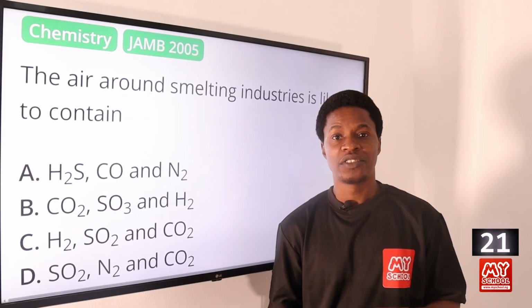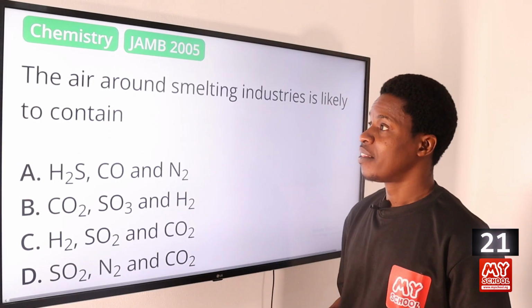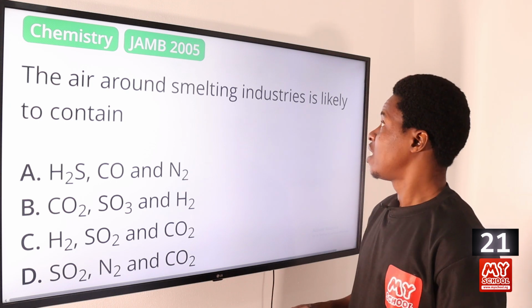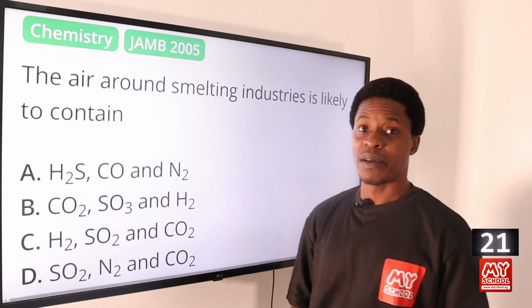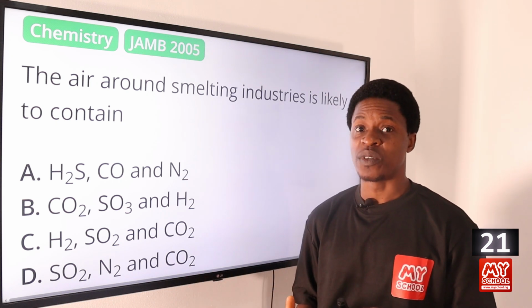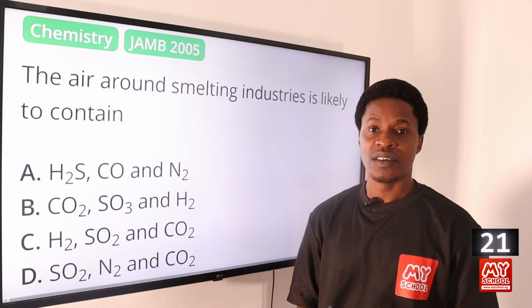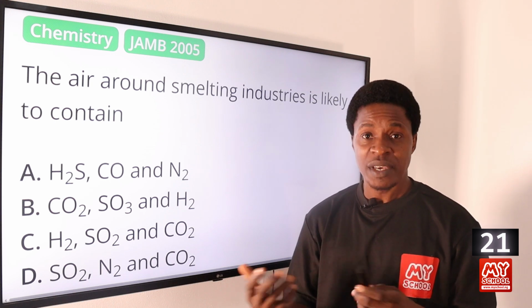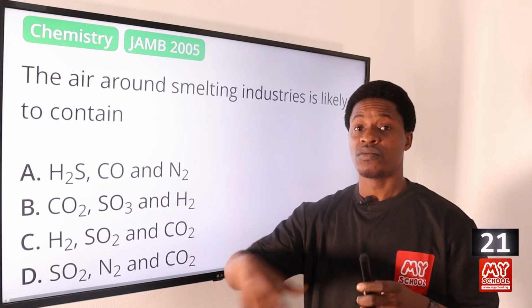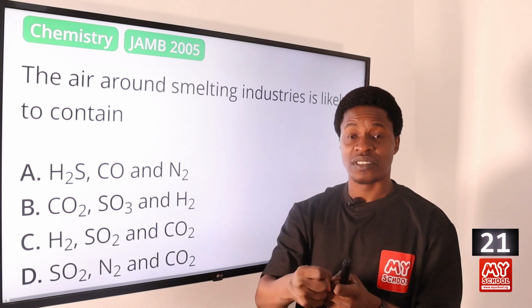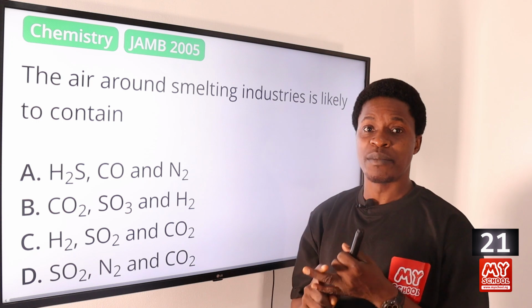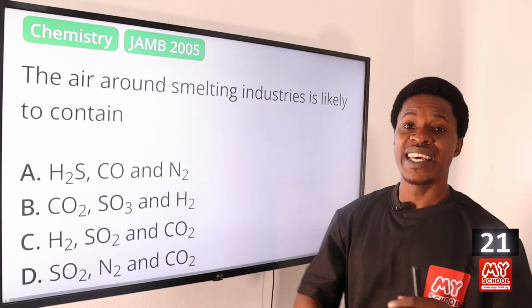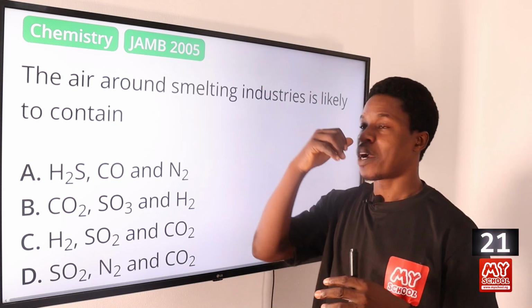Now let's move on to question number 21. The air around smelting industries is likely to contain what? When we talk about smelting, we are talking about the application of heat to an ore or chemical reducing agent, usually to get the desired products. So it involves heat application and chemicals to reduce that. So in areas like that, what kind of air do we have?